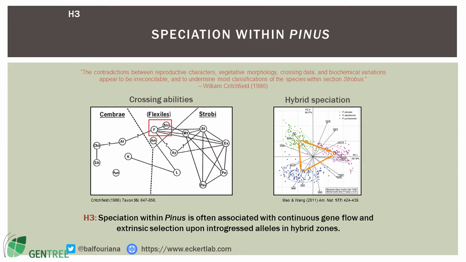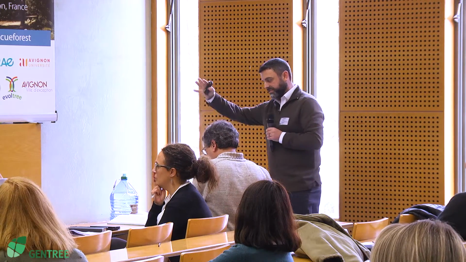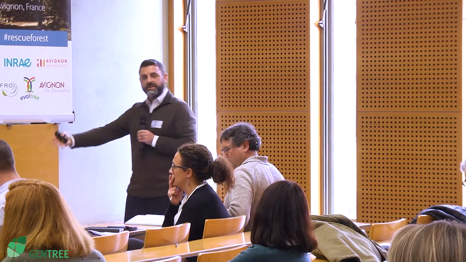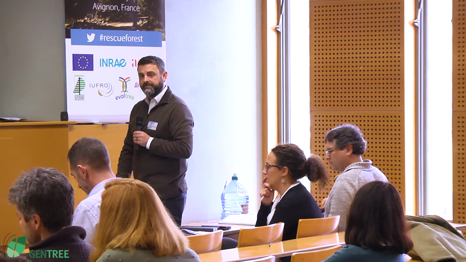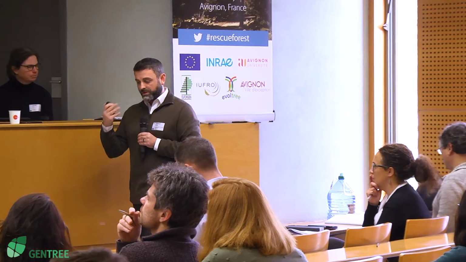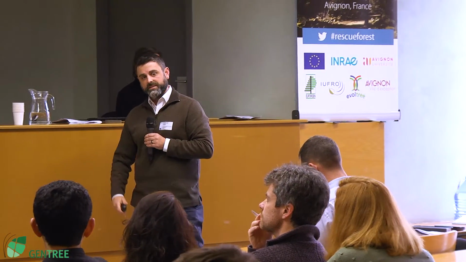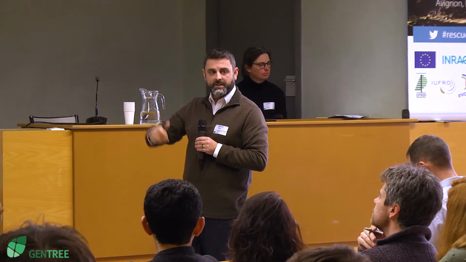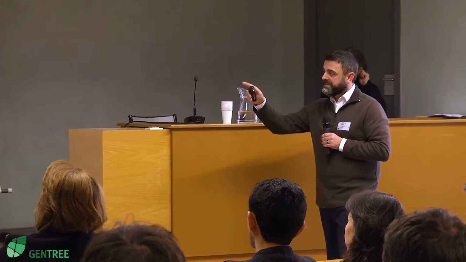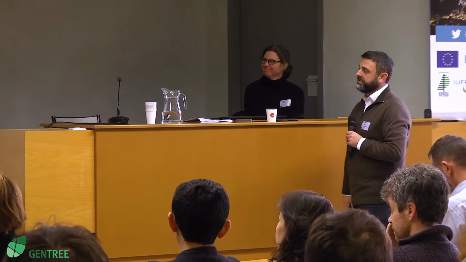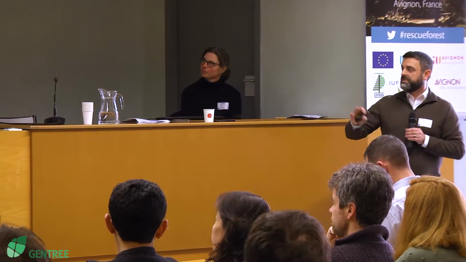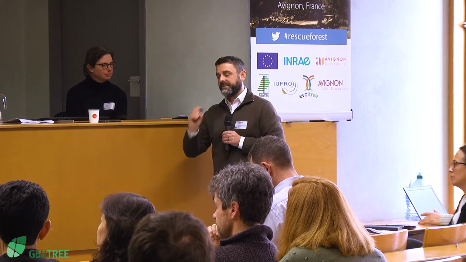So how would this all play out in systems of conifers, where we don't just have one species distributed across a gradient, but you might have two interacting species distributed across a gradient? Specifically, two closely related species that are maybe separated on a latitudinal gradient, south to north. What I'm going to do is use that idea to test this hypothesis: that speciation within Pinus is often associated with continuous gene flow and extrinsic selection upon introgressed alleles, given that sort of gene flow between lineages.